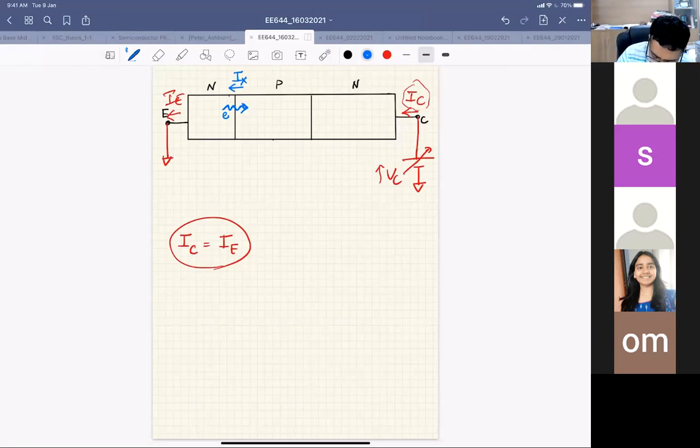So these electrons will diffuse and reach the collector base junction, right? And because I am applying VC, this junction is reverse biased, right? So there is an electric field at the collector base junction which is from N to P all the time, right? N to P, right?